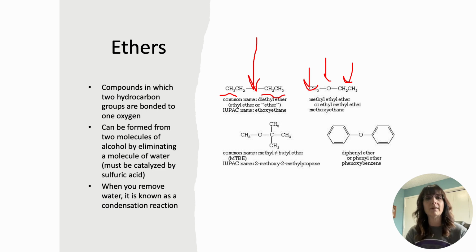These can be formed from two molecules of alcohol by removing a water. You can also, by the way, when you remove water, it's called a condensation reaction. But here's just several different examples of ethers. On all of them, you should be able to note that oxygen in the middle with some sort of hydrocarbon on the other sides.